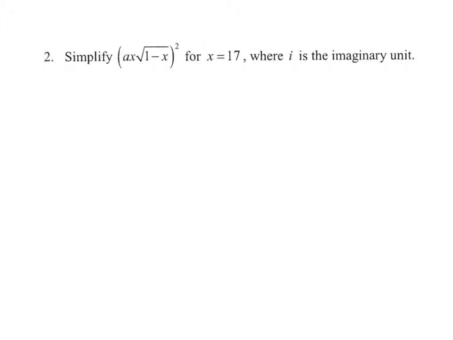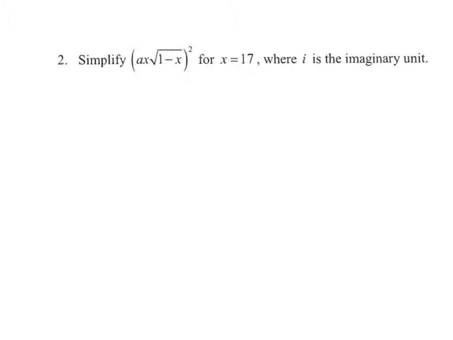This problem is not super hard, but it looks very different from what we've seen before. I'm given an expression to simplify, and then I'm also given a value for x. They give me this extra information that I don't really need, just letting me know that this i is not a variable, it's the imaginary unit. So that's telling me probably at some point I'm going to have to work with i in this problem.